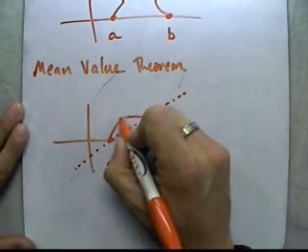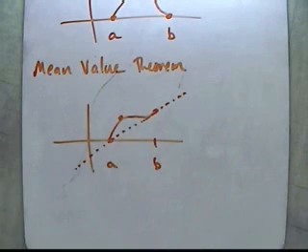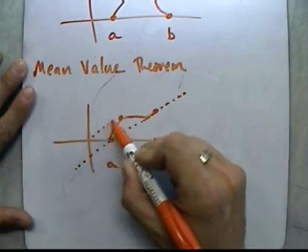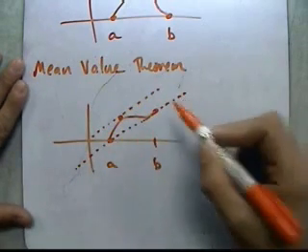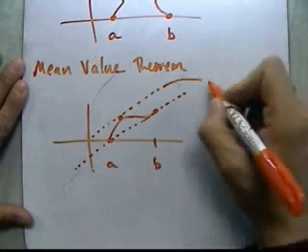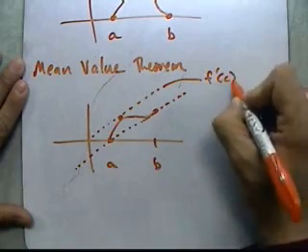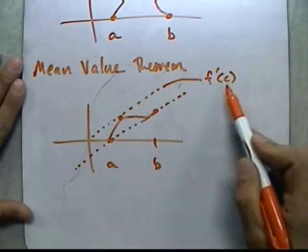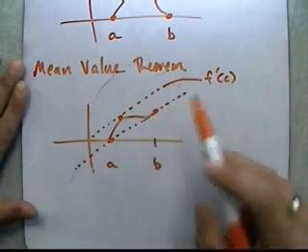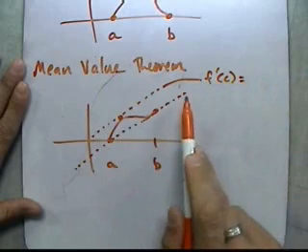So I'm looking for this point right here. I'm looking for those such C values, same as before. I'm looking for the C values such that this line right here is going to be parallel to this line right here. So this line right here is going to be my f prime of C. I'm looking for a C value, and I'm looking for the slope of that C value. I want the slope right there to equal the slope of this guy.